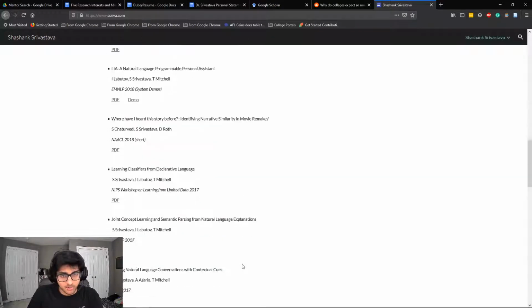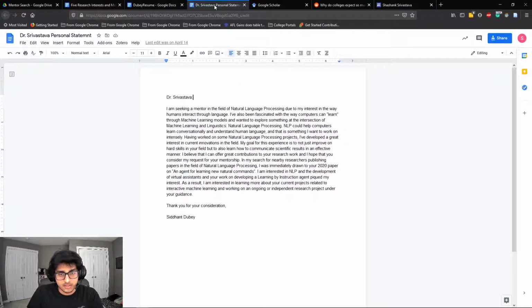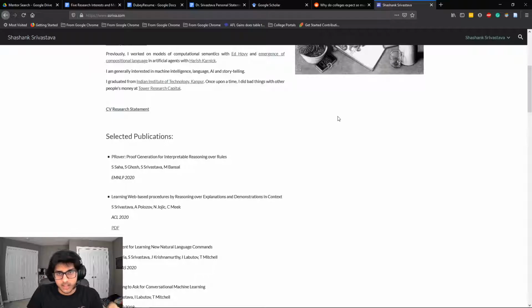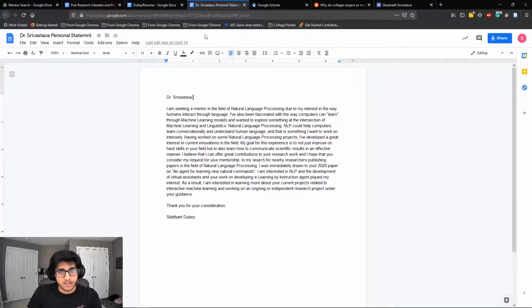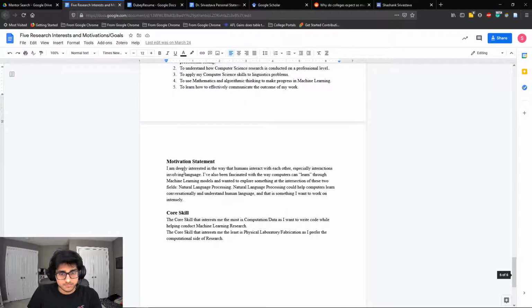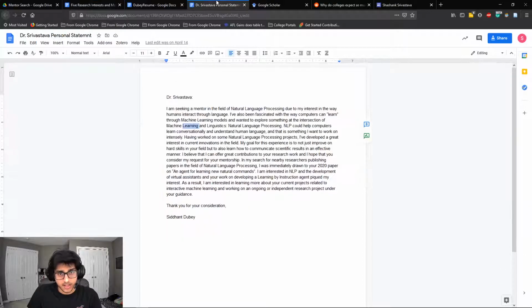Pick a few papers to read through that you find interesting. And then really, really understand the paper if you can, although it's probably hard. So take a while to read through it. Briefly summarize why you liked it, what interested you about it. Then include that in your personal statement using the motivation statement that you already have.